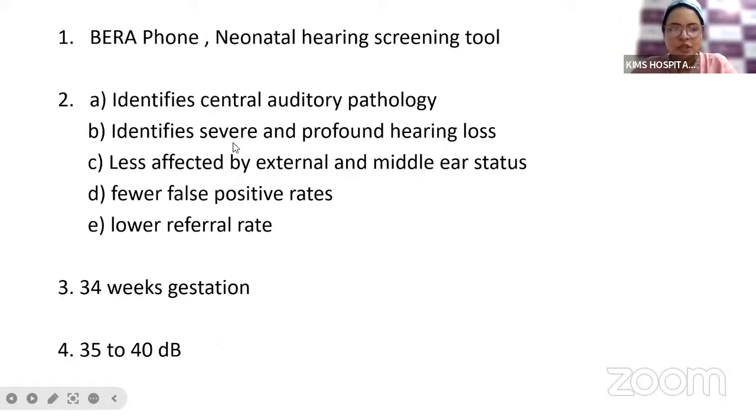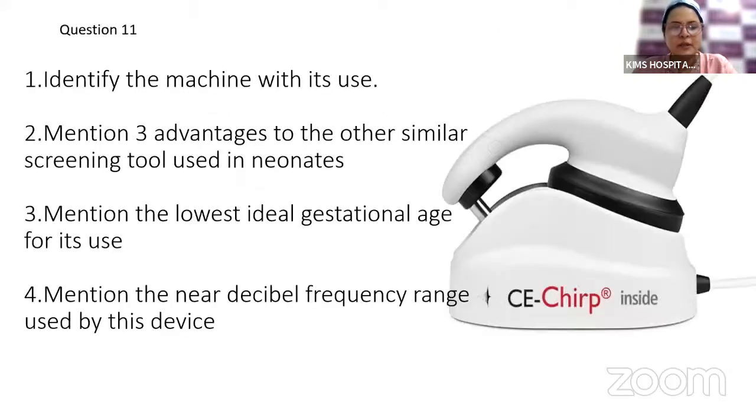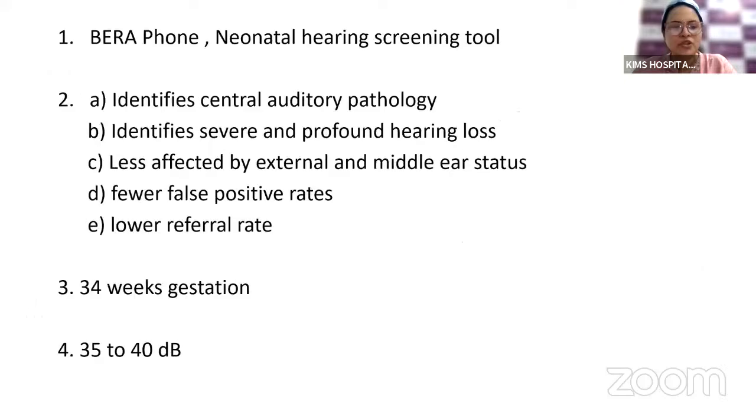The lowest gestational age at which BERA can be done is 34 weeks of gestational age, and it has a near decibel frequency range of 35 to 40 decibels.